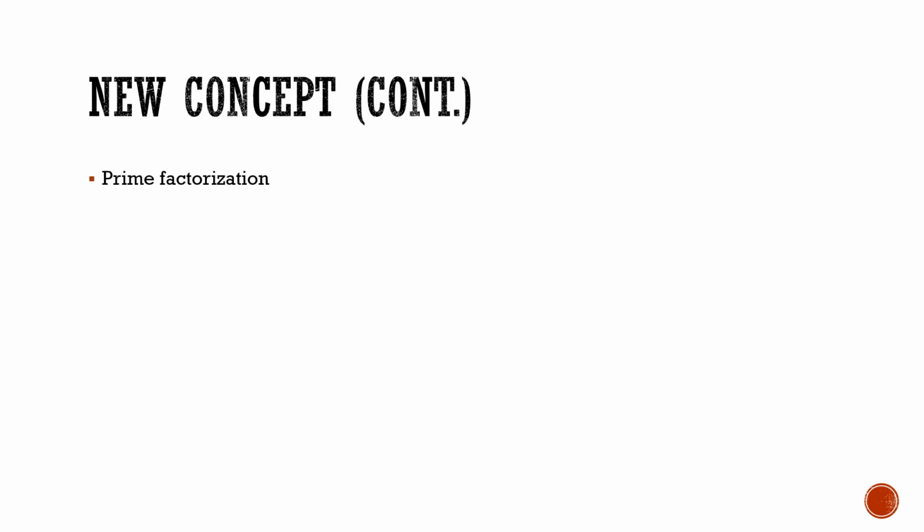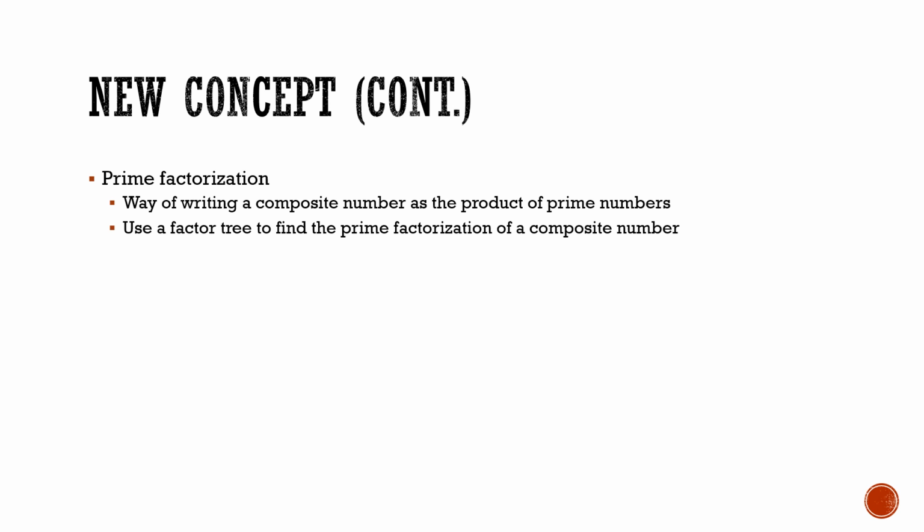Prime factorization, which I know you love so much from last year, that's a way of writing a composite number as the product of prime numbers. And remember that if we want to find the prime factorization of a composite number, we use a factor tree. Here's an example. If we want to find the prime factorization of 120, I would take 120 and make two branches coming off of it, and I think, what's a multiplication problem I know that equals 120?